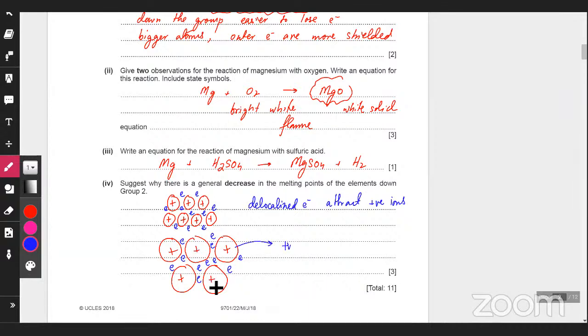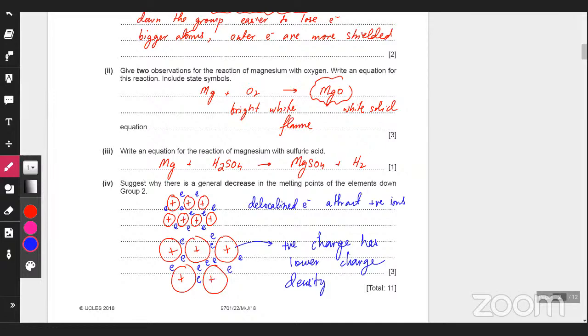So the positive charge has lower charge density. I mean, it's the same plus 2 charge. Smaller ions are close together, so they would be more strongly attracted. Bigger ions would be further apart, so the electrons and the positive ions would not be attracting each other that strongly, which is why melting points are going to decrease.